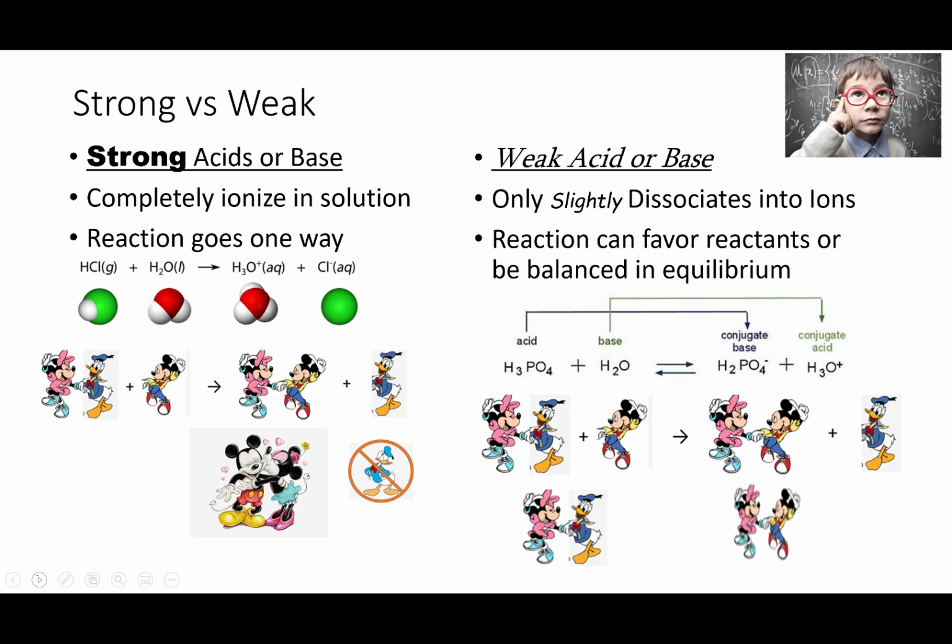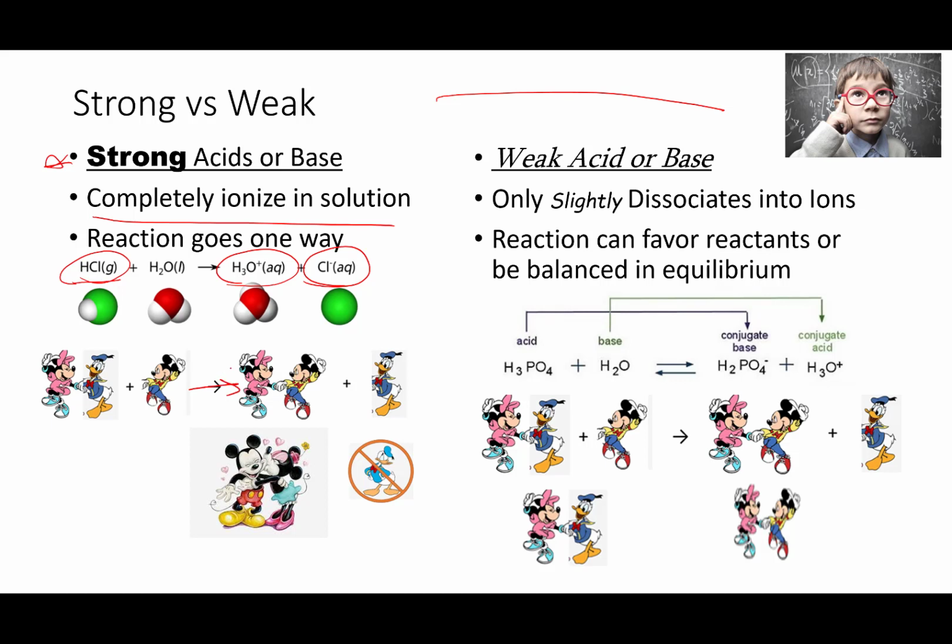Before we can really explain how a buffer works, we have to remember some of the things that we've talked about in the past. Let's talk about strong or weak acids and bases. Now, a strong acid or base is one that completely ionizes in solution. Remember that you can have molecules, you put them in a solution. If it is a strong acid or base, it's going to completely dissociate. So this is going to completely create ions, lots of hydroniums, lots of chlorine ions.